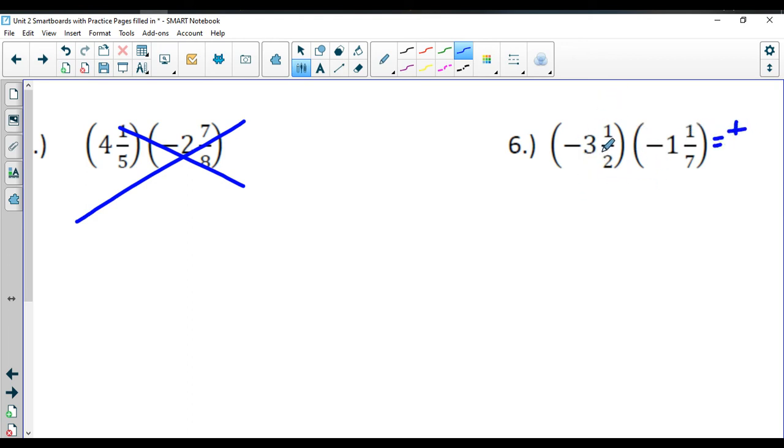But we are still going to follow the same process. We are going to make these improper. 2 times 3 is 6, plus 1 is 7. And 7 times 1 is 7, plus 1 is 8. Both of them are negative, and reduce, reduce, and we're going to end up with a positive 4. It's a pretty easy one there.